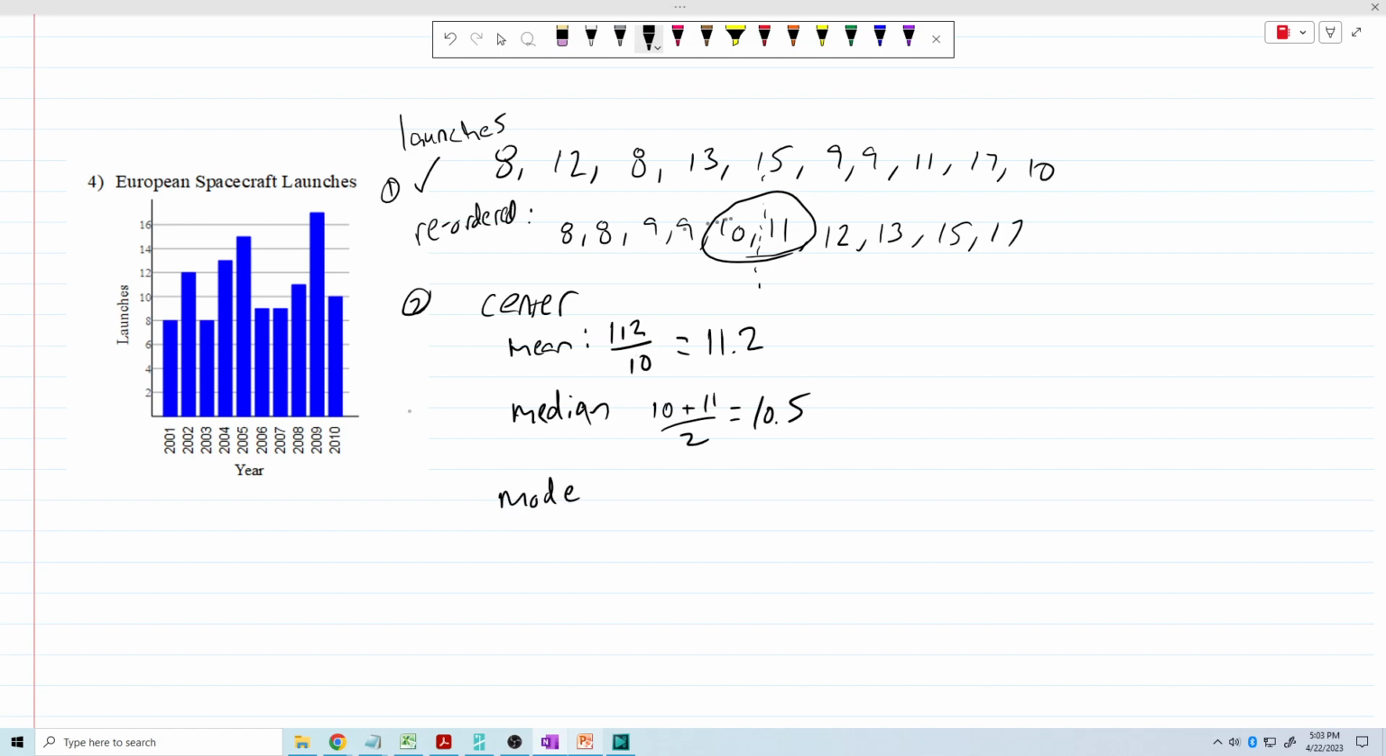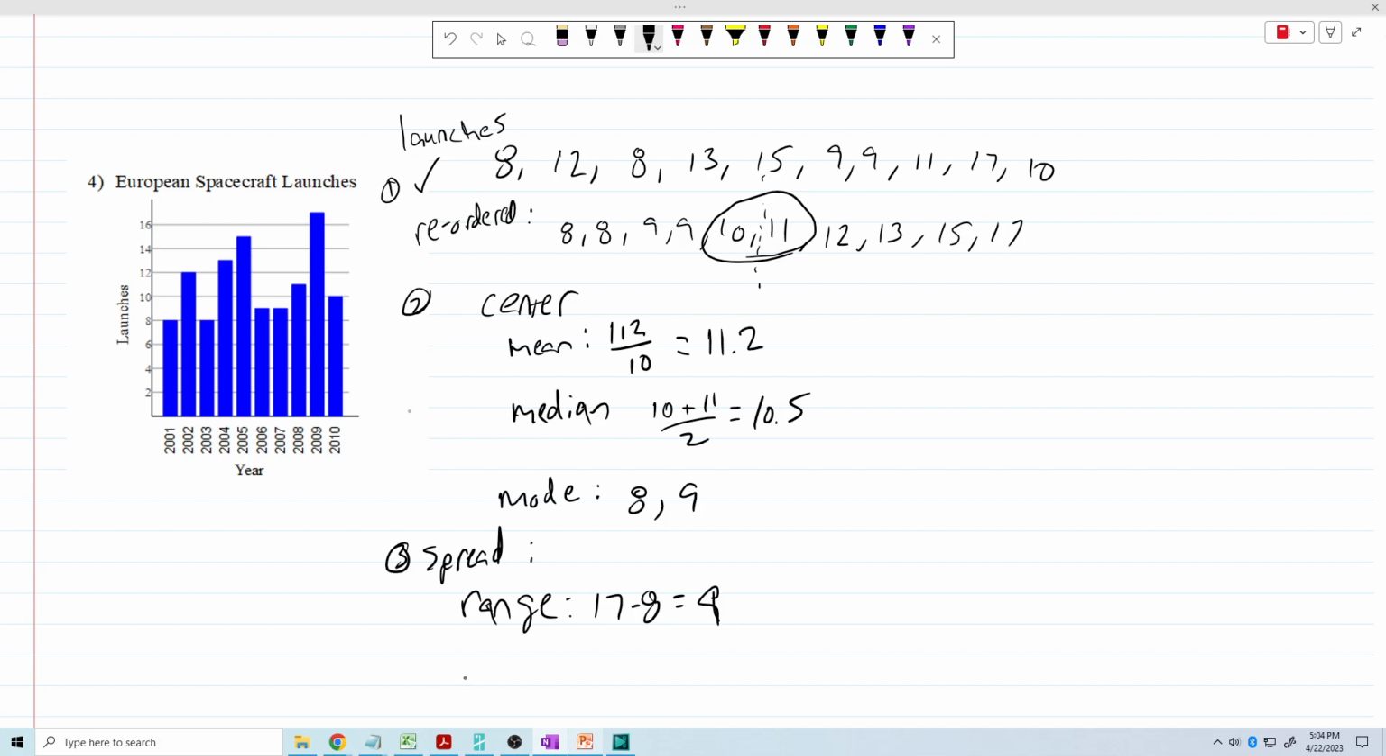Our mode, do we have a mode? Let's see, 2 occurrences of 8, 2 occurrences of 9, nothing else, so 8 and 9, guys. Spread. Okay, let's do classic range here. As I said, there's a 17, there's an 8, maximum minus minimum equals 9.